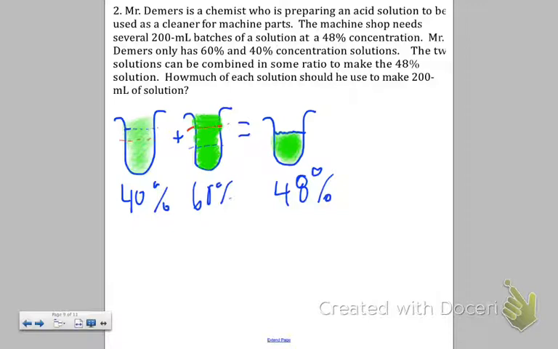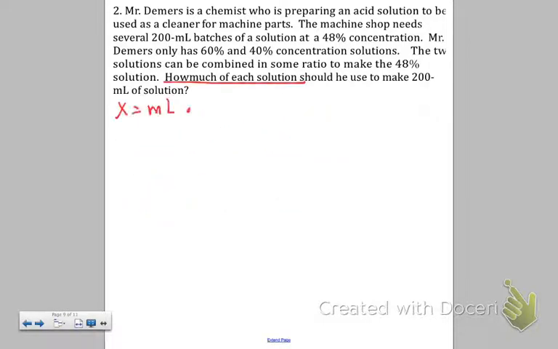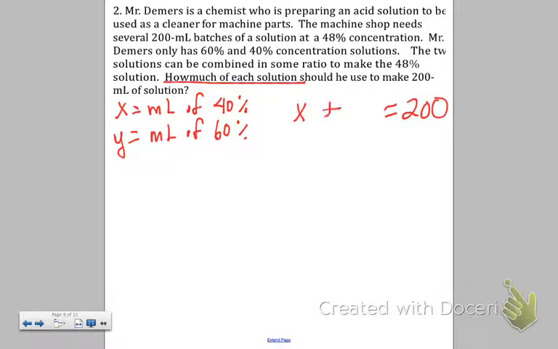Now, the first step, again, was to define our variables. Since it says how much of each solution, x should be the amount of the weak, and y should be the amount, in milliliters here, of the stronger solution. Since we need 200 milliliters, we should combine the amount of weak plus the amount of strong, and that should equal 200 milliliters.